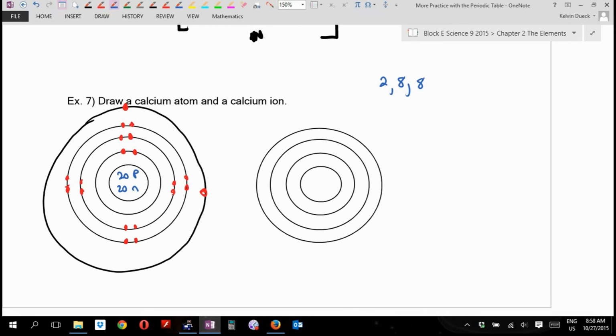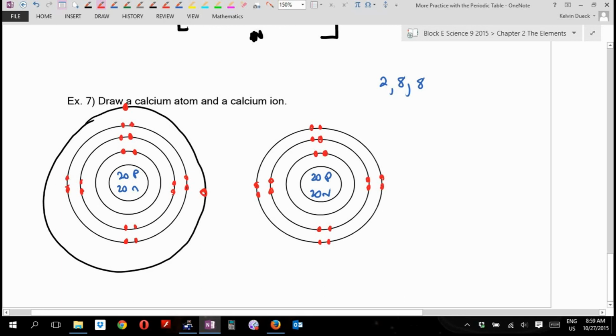Well, still 20 protons, still 20 neutrons. Still 2 in the inner shell. Still 1, 2, 3, 4, pair, pair, pair, pair. They start pairing up after 4. By the way, that's why you'll notice I didn't pair these guys up. I would pair these guys up once this shell was full. Oh, it's going to have 1, 2, 3, 4, 5, 6, 7, 8.